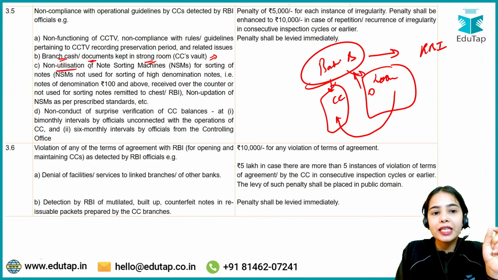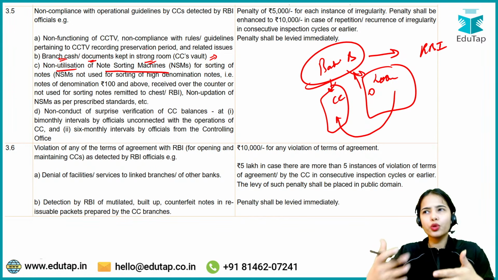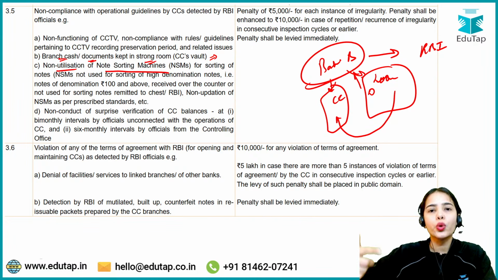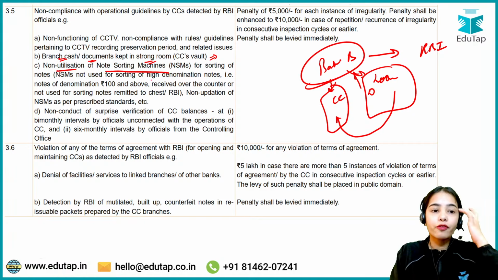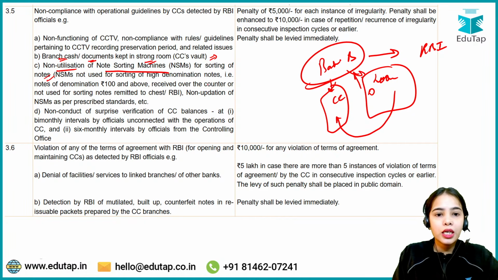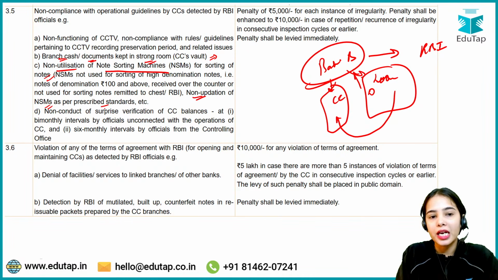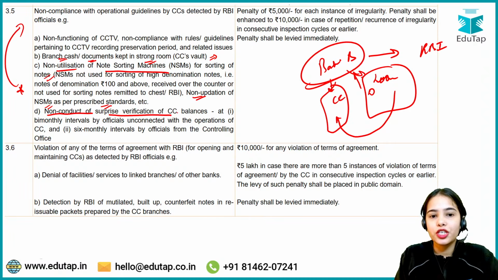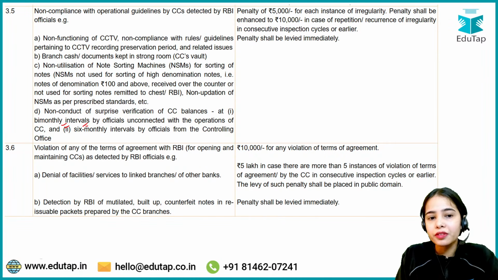Okay, non-utilization of the note sorting machines. You must have seen, if you have gone to the bank branch to deposit your money, there are note sorting machines for sorting out the notes. Non-updation of note sorting machines, if they have not been updated as per prescribed standards, then also this is non-compliance by the currency chest. Okay, non-conduct of surprise verification of currency chest balances at bi-monthly intervals by officials unconnected with the operation of the currency chest.